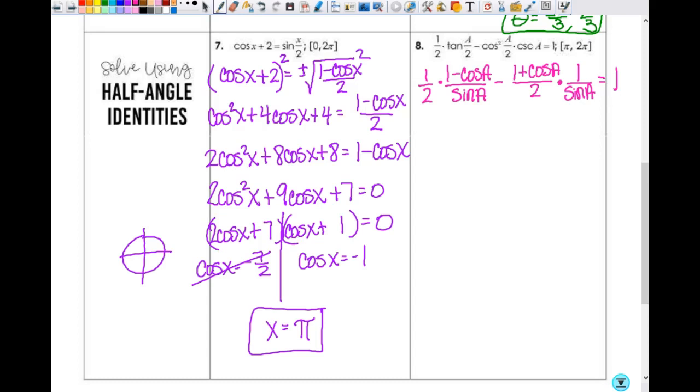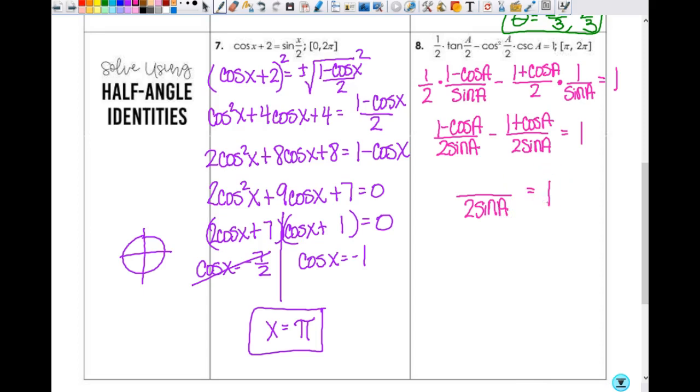So let's just clean up each of the separate fractions. The first one's going to give me 1 minus cosine a over 2 sine a minus 1 plus cosine a over 2 sine a equals 1. So in the numerator, am I going to multiply the difference of squares? I'm subtracting, I'm not multiplying, right? Don't go making stuff up. Right? But I do already have a common denominator, so that's nice. And my common denominator is 2 sine a. It's going to equal 1.